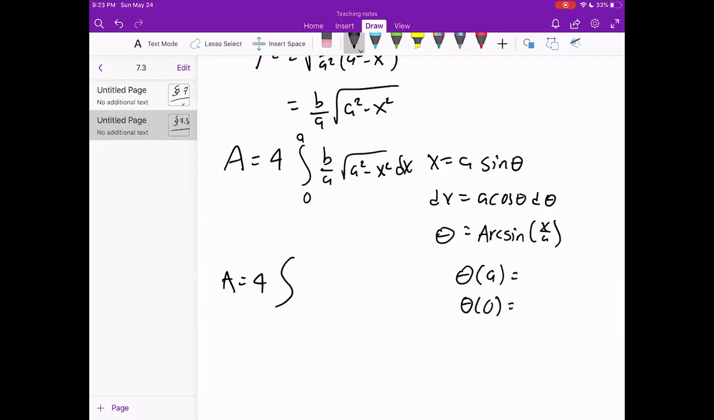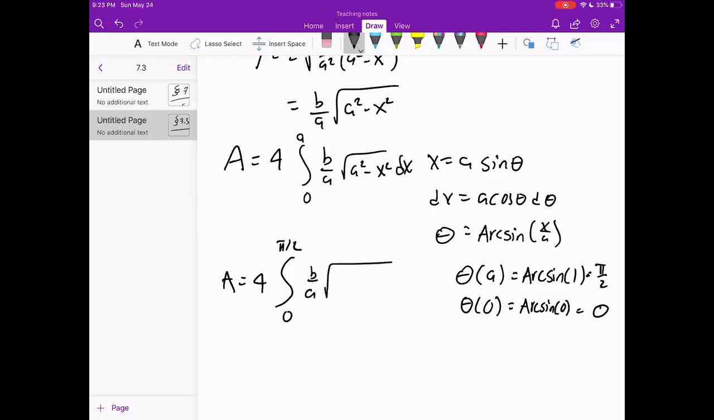So a is my top bound. I plug it into theta. I'm going to get arc sine of a over a, arc sine of 1. And if I plug in 0, I'm going to get arc sine of 0. So arc sine of 1: what angle when I plug it into sine gives me 1? That's pi over 2. Arc sine of 0, same question. What angle do I plug into sine that gives me 0? It's going to be 0. My new bounds are now 0 to pi over 2.